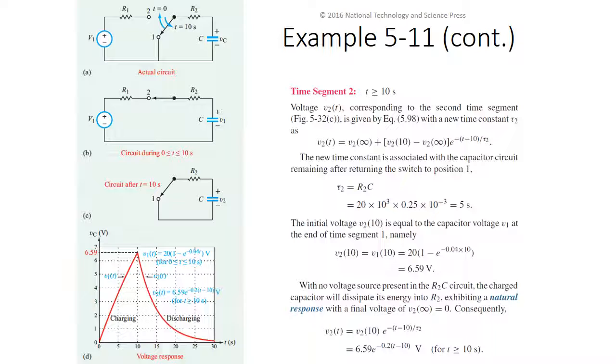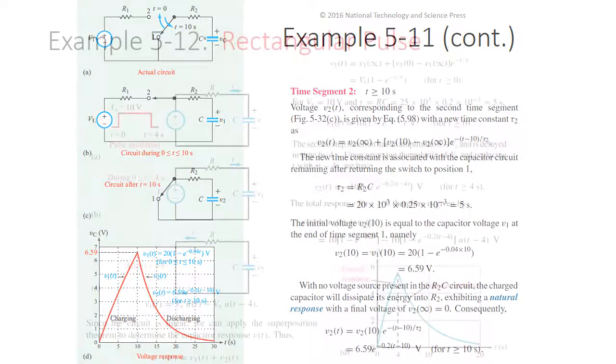So we can use that concept and plug that into our equation to be able to solve it. And that's going to give us essentially our equation there for the response: 6.59 e^(-0.2(t-10)) volts for any time t greater than 10 seconds. And so that way you can plug in anything: 20, 30, 40. You're going to see it's going to get closer and closer and closer to 0.